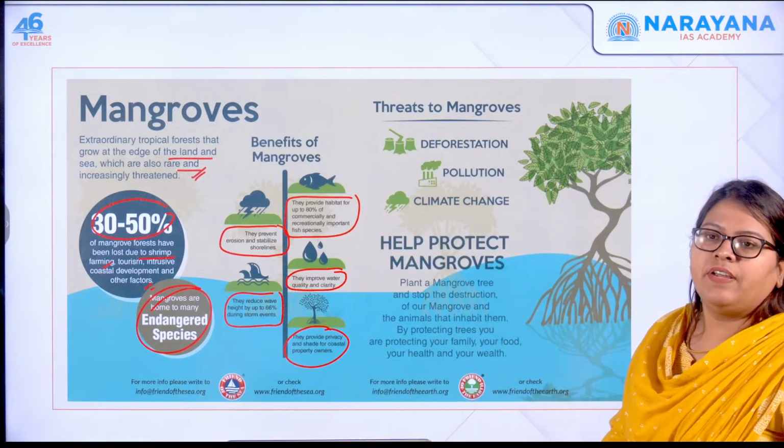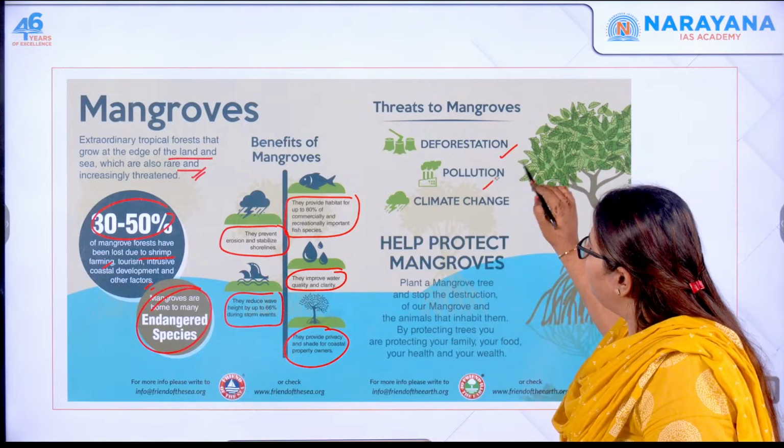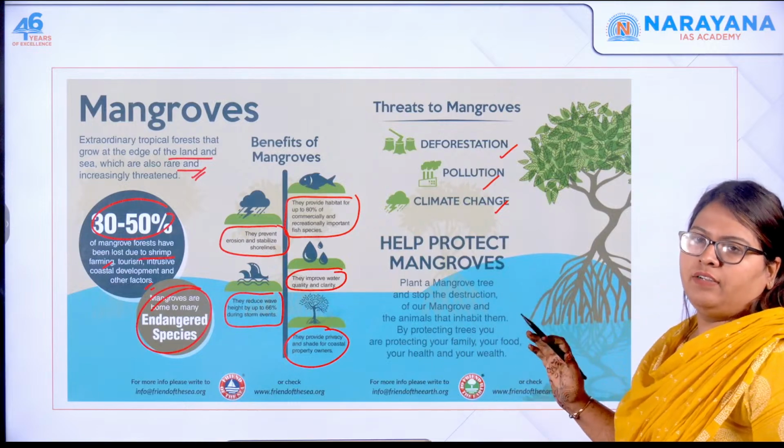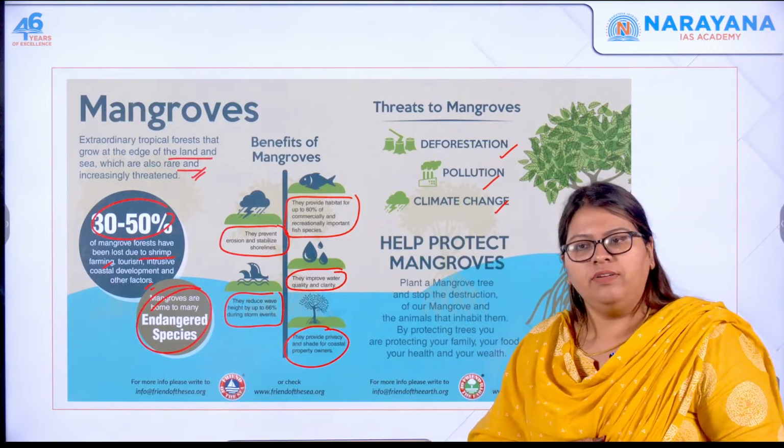And what are the threats they face? Increased deforestation, the pollution as well as climate change. So these are all the threats that the mangroves actually face, okay.